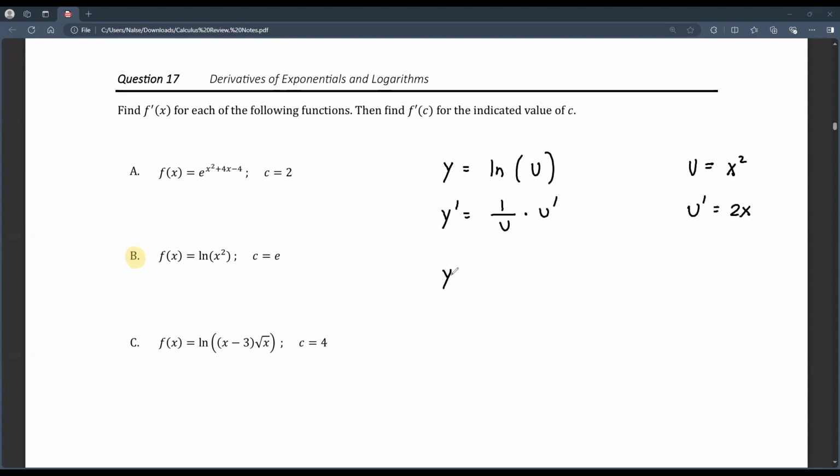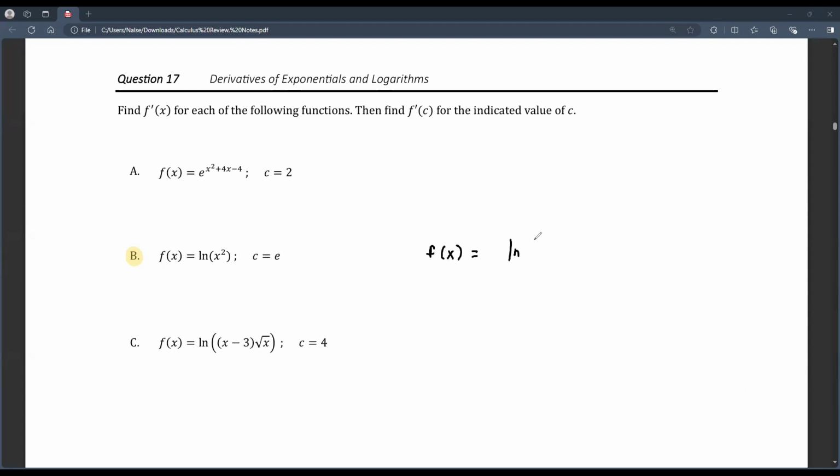The inside function that we will call u is x squared. U prime is 2x, and the final derivative rule for f prime should come out to 2 over x. We are now able to evaluate f prime at the specified value. But do you see another way to complete this problem? What if we use rules of logarithms to bring the power of 2 out in front of the logarithm? F of x becomes 2 times ln of x, and we can find the derivative without needing to use chain rule.